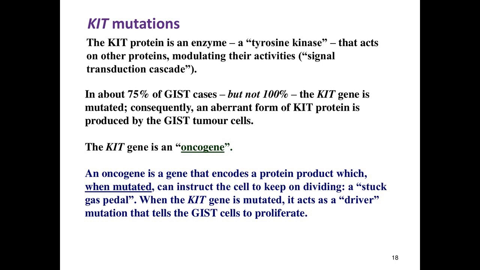A good analogy for this is it's like having the gas pedal in your car stuck to the floor. So gas keeps on being supplied to the engine even when you don't want it to be. And so when the KIT gene is mutated, it acts as a driver, as we say, a driver mutation that keeps telling the GIST cells to divide and proliferate, even though they should not be doing so.